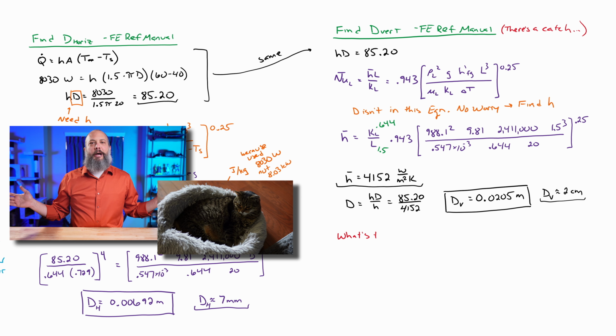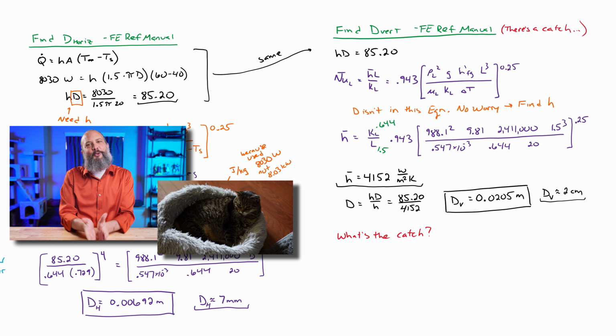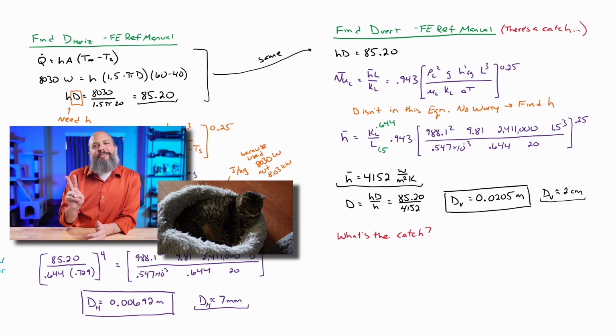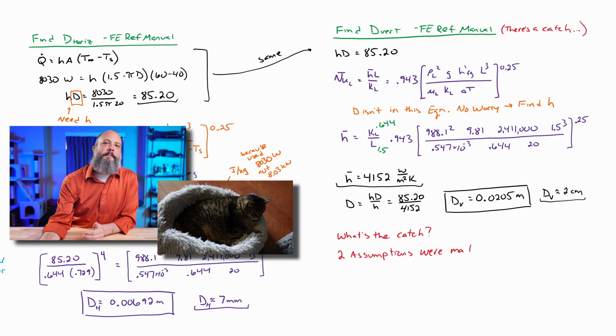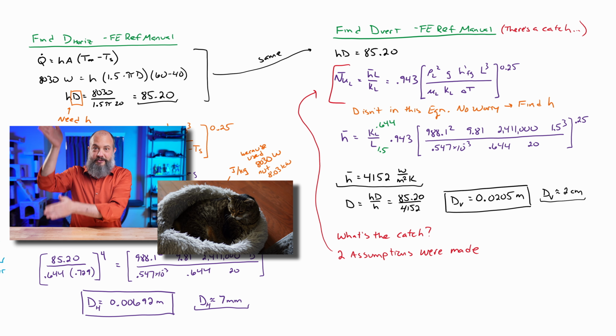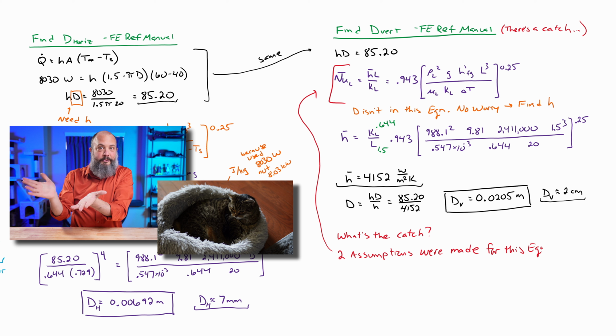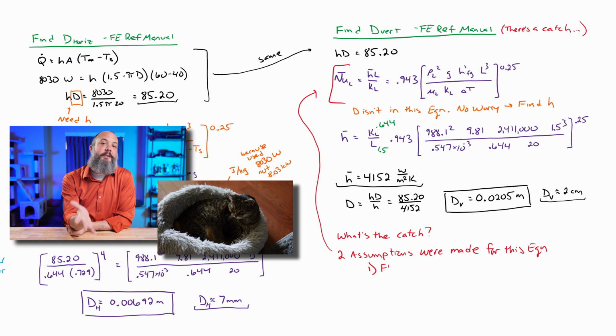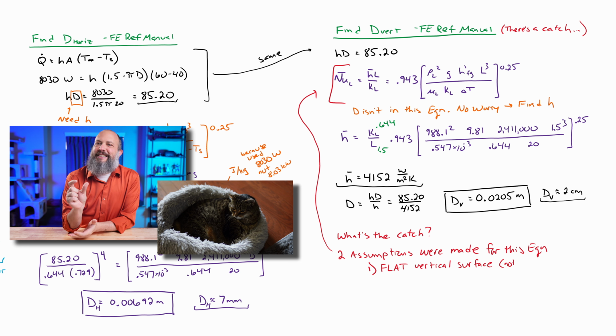All right, that was a pretty nasty equation with a lot of calculator work, but what's wrong with it? There are actually two assumptions that we made when using this equation. The first is that the surface was actually flat, not round, and we need to justify that assumption. The second one, which the FE reference manual doesn't tell you, is that this equation only applies to laminar flow.